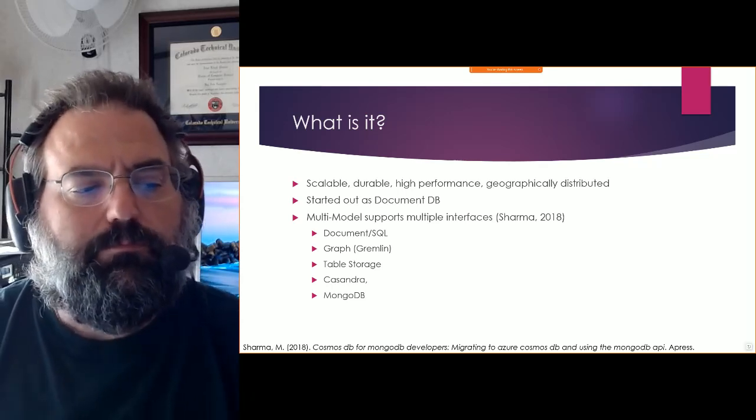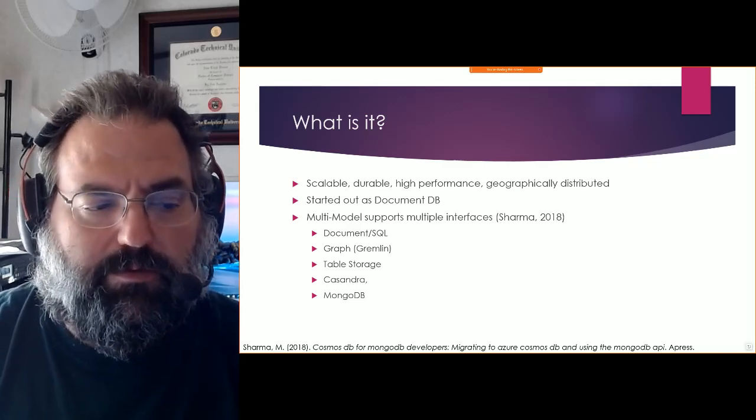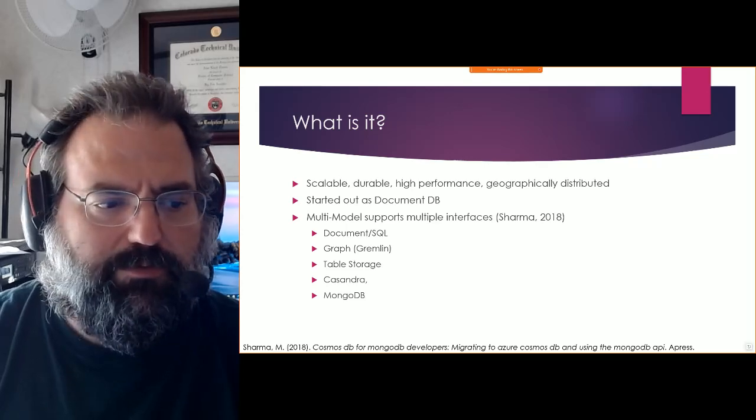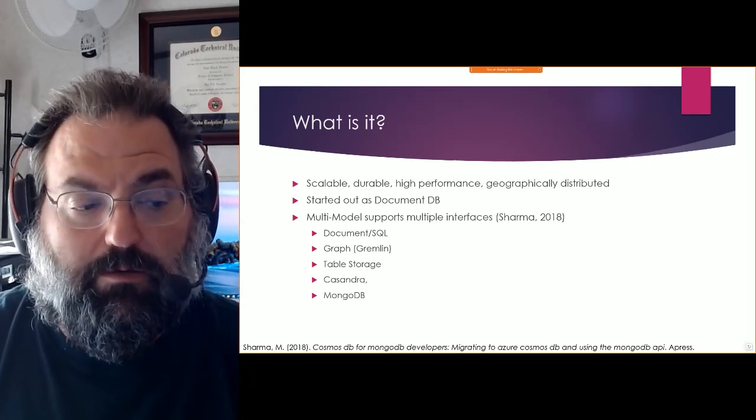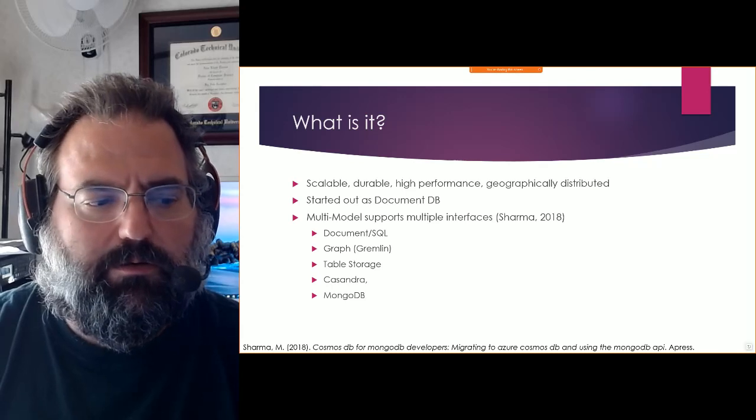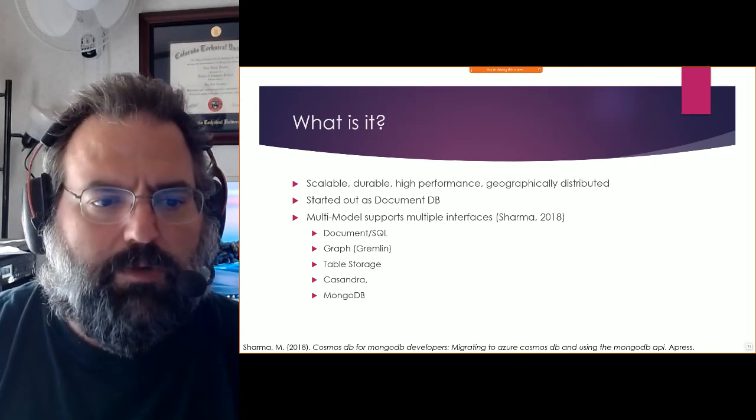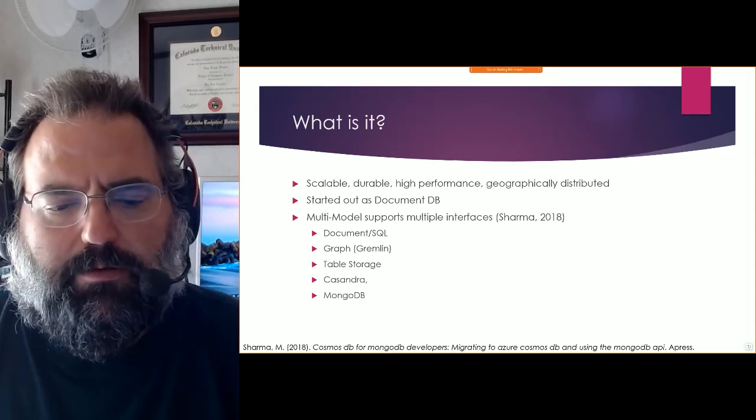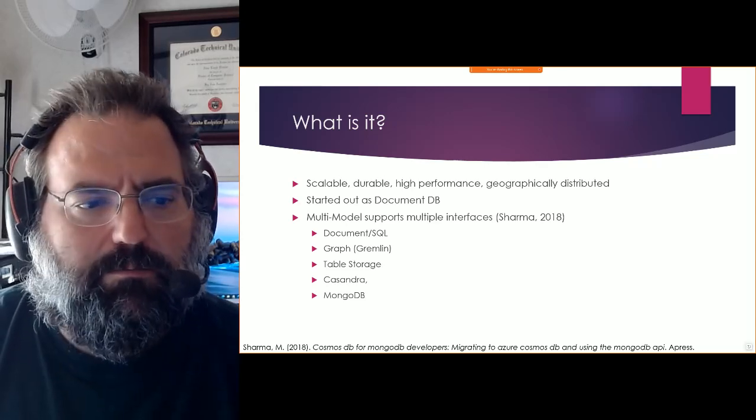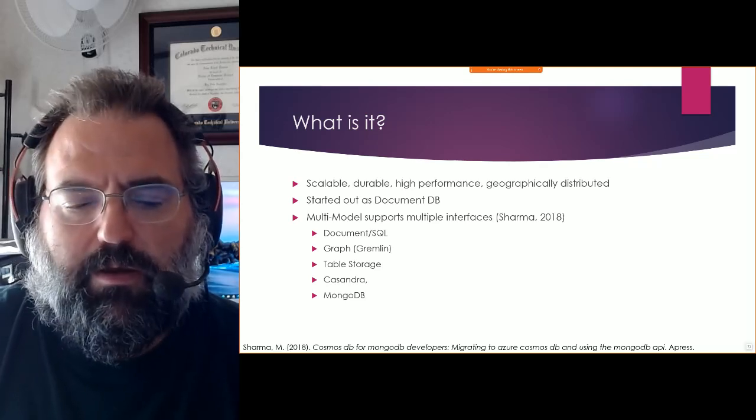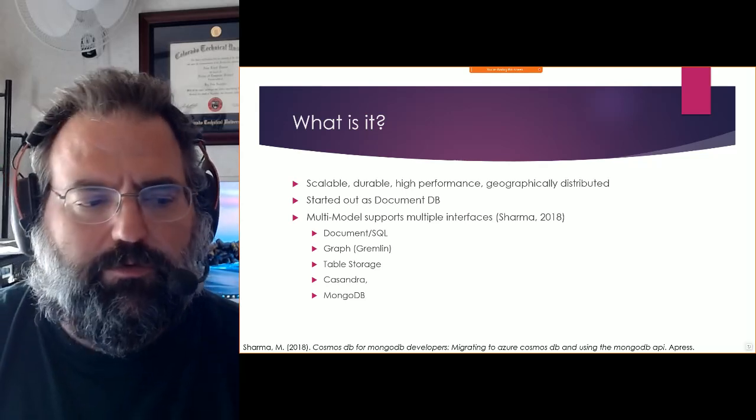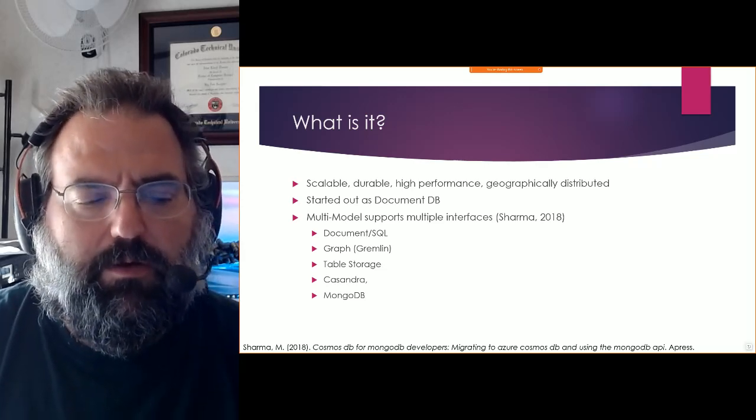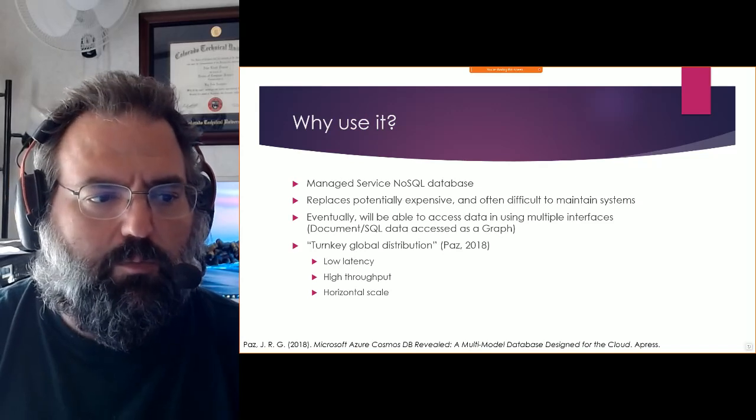And another interface is a table store, so very much like a table in a tabular sort of fashion. And also it can look like APIs for Cassandra and MongoDB. So it is essentially aimed at handling most of the types of data that are NoSQL databases. So it's a generic NoSQL sort of infrastructure that supports multiple interfaces, handling the most common types of data that's stored.